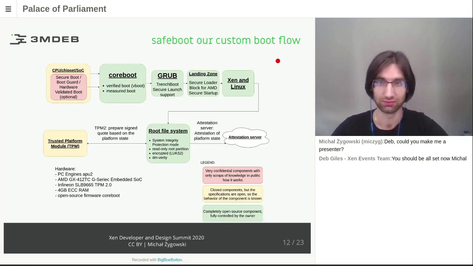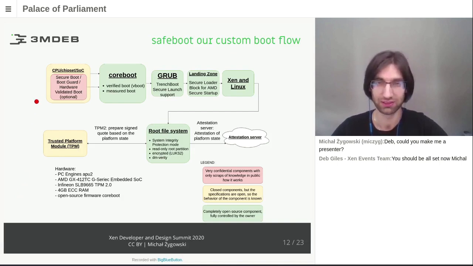This is my custom boot flow I have come up with. So we are not relying on every component that original safeboot provides. Instead, we have more open hardware like PC Engines APU2 with AMD G-Series embedded SoC. We have TPM 2.0 from Infineon, and we have the open source firmware coreboot. So how this boot process can look like.